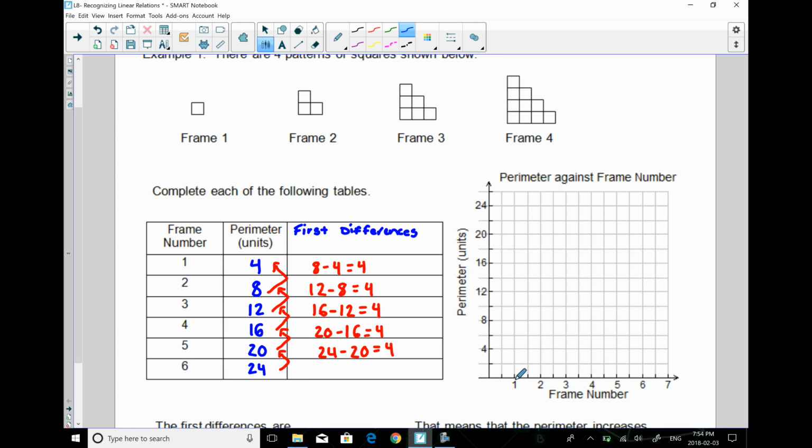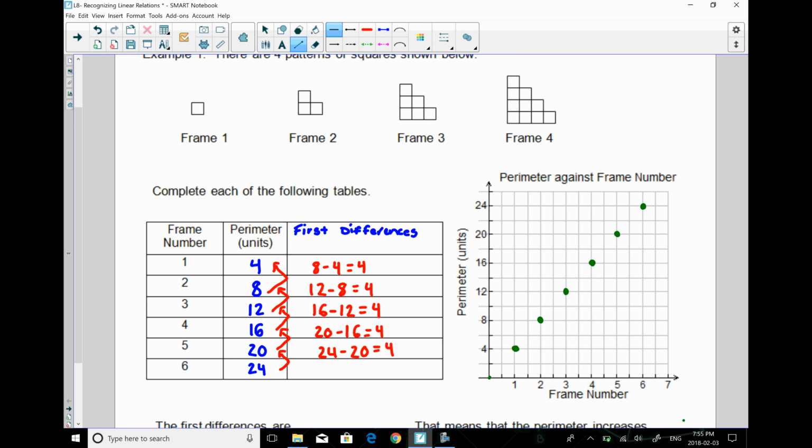So frame 1, our perimeter is 4. Frame 2, perimeter is 8. Frame 3, perimeter is 12. Frame 4, perimeter is 16. Frame 5, perimeter is 20. And frame 6, perimeter is 24. You notice they go up in a straight line. Well, that's because it's going up by 4 each time.